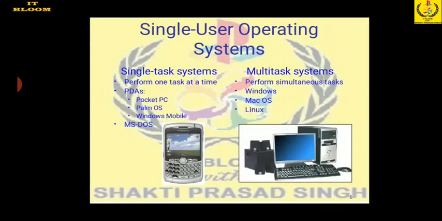the single-user operating system. Under the single-user operating system, there are two types: single-task system and multitask system. In a single-task system, they can only perform a single task at a time, like Pocket PC, Palm OS, Palm Top Operating System, Windows Mobile, MS-DOS. Right? These are the single-task operating systems.